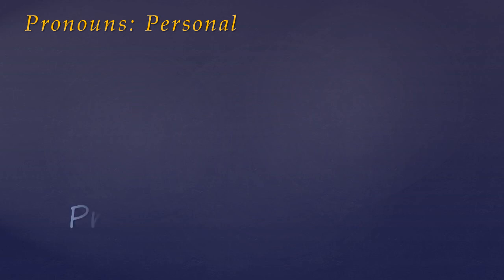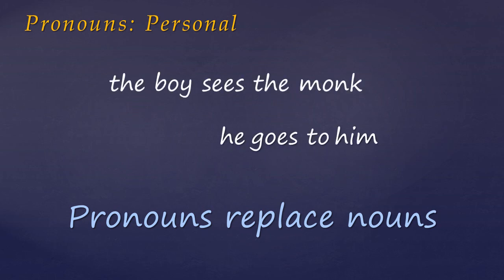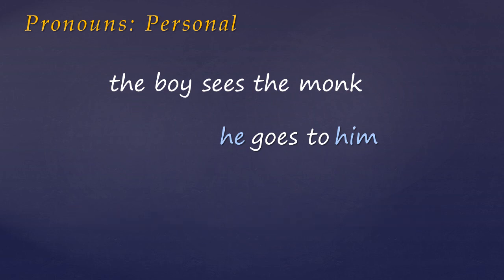A pronoun is simply a word which substitutes for another noun or phrase. So if we said, the boy sees the monk, he goes to him, the words he and him are both pronouns. They simply replace and then represent that thing. So we can think of them as pointing, either pointing back to something already mentioned, as here the word he points back to the boy and him points back to the monk.